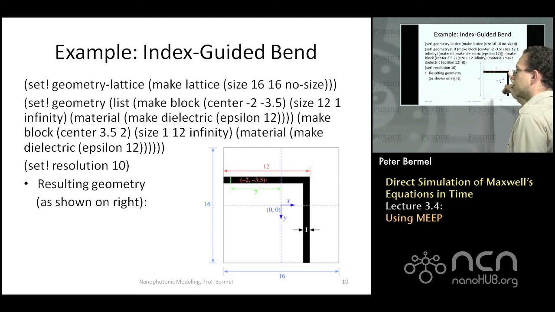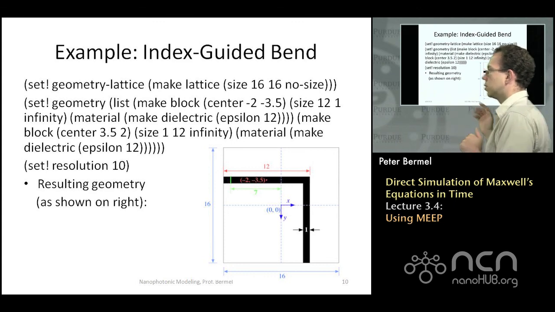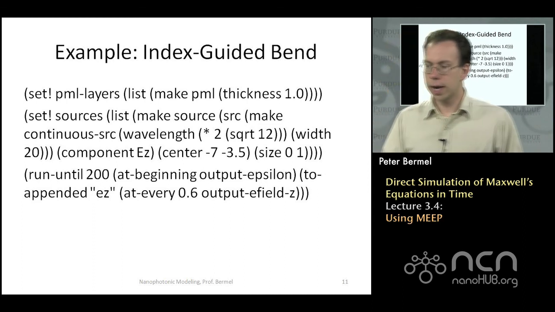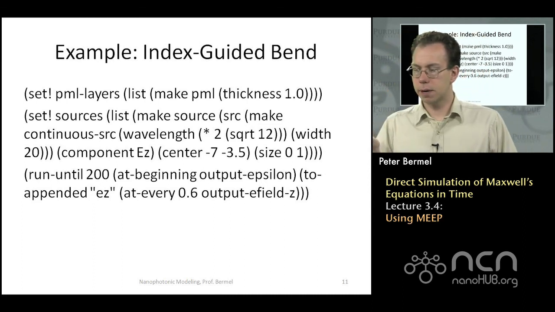Then we create a block that doesn't go all the way to the end anymore, but is only 3/4 of the size of the X direction. And then we create another block that's aligned so that they will coincide right at this corner. Then we use the same resolution as before. And of course, we need to set up a PML layer.